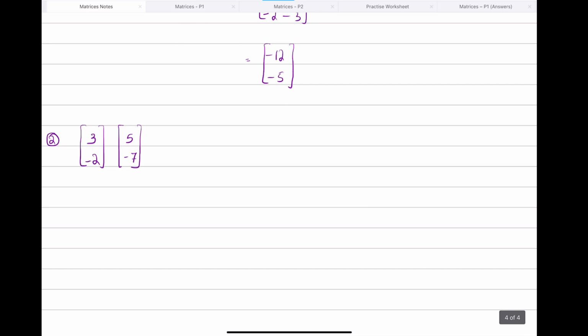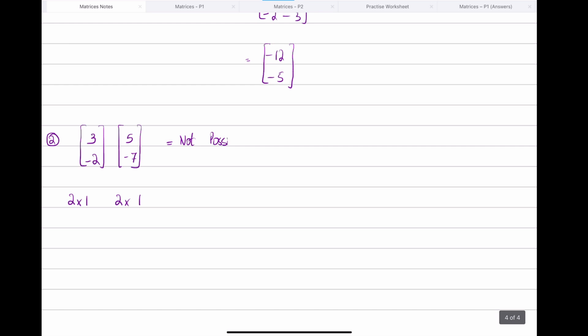All right, what do you think about these two matrices? Can we multiply these two? Let's see. The order of the first matrix is 2 by 1. The order of the second matrix is also 2 by 1. So can we multiply these two? No, we can't. So what we say is not possible.